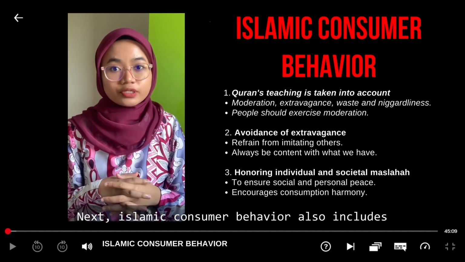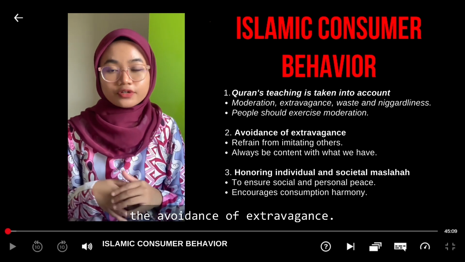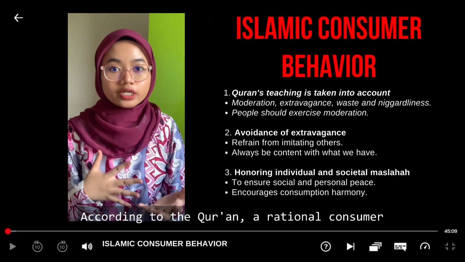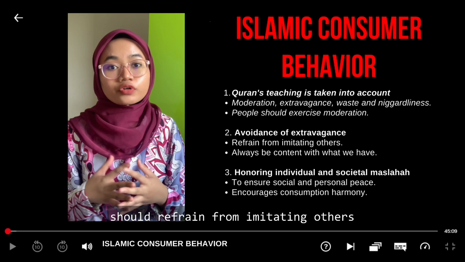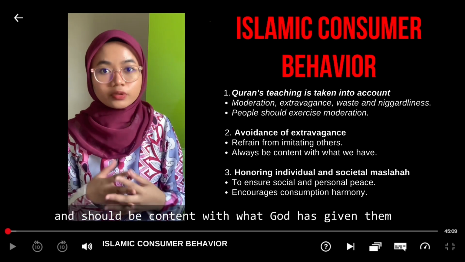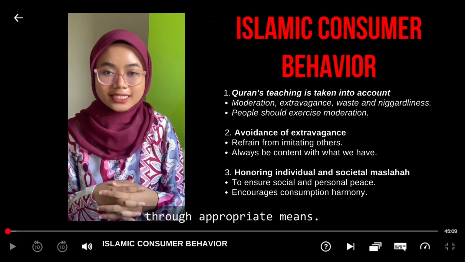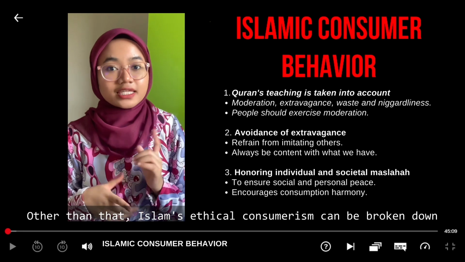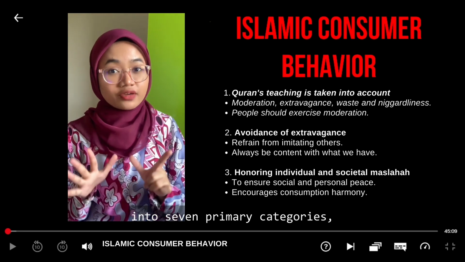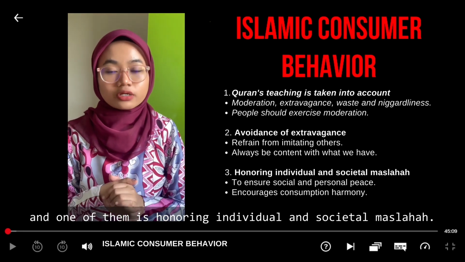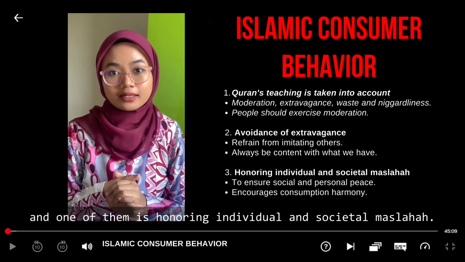Next, Islamic consumer behavior also includes the avoidance of extravagance. According to the Quran, a rational consumer should refrain from imitating others and should be content with what God has given them through appropriate means. Other than that, Islam's ethical consumerism can be broken down into 7 primary categories, and one of them is honoring individual and societal maslahah.